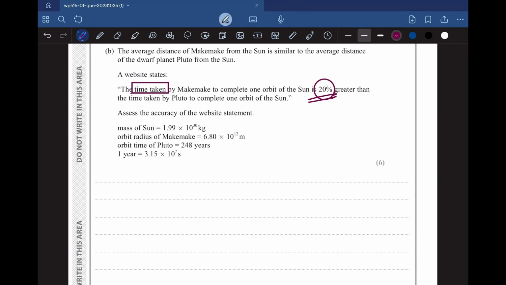So basically the time taken by Makemake was 20% greater than the time taken by Pluto, right? The orbit time of Pluto is given. They have given us the time taken by Pluto as 248 hours. Now we will have to calculate the time taken by Makemake, and after we are done calculating it, we'll be able to see whether it is actually 20% greater or not, right? So first of all, we have to figure out the time taken by Makemake.